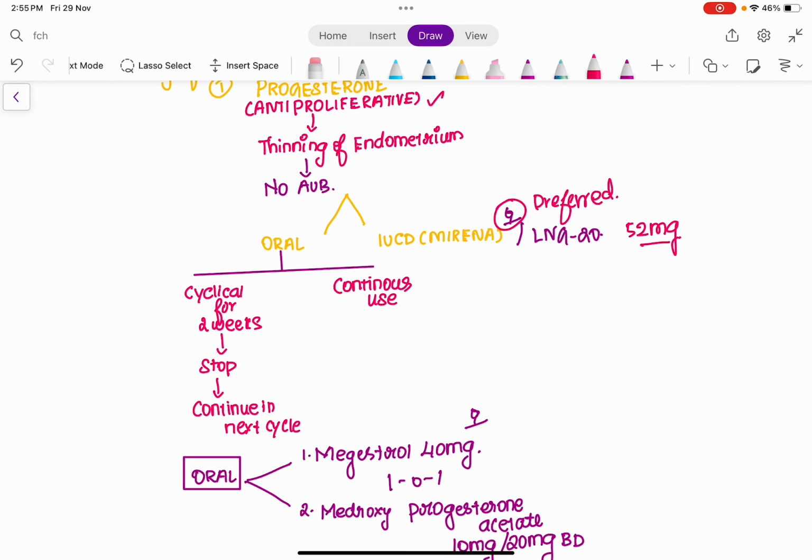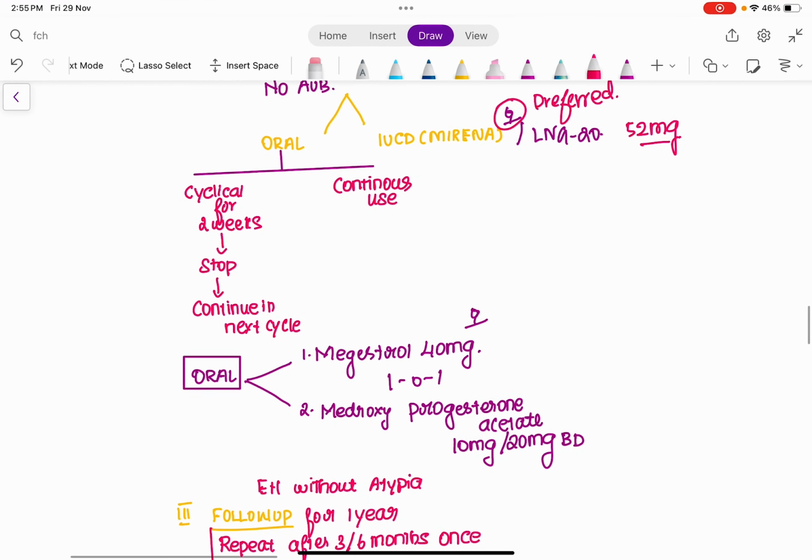Okay, so the preferred one is the IUCD Mirena, but in case we are going to adopt an oral option, what are the options which are available to you? So either you can give the oral progesterone for a continuous period of time, or you can give it cyclically. Let's say, for example, you give it for about 2 weeks and then ask the patient to stop it. Then she has to continue it for the next menstrual cycle. So for every cycle, she has to take it for around 14 days and then stop the tablets.